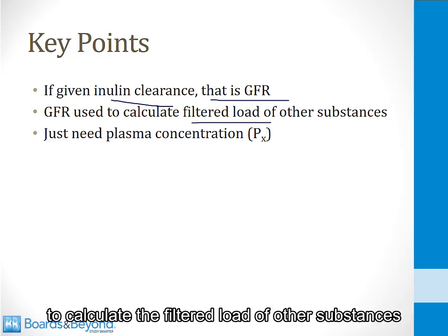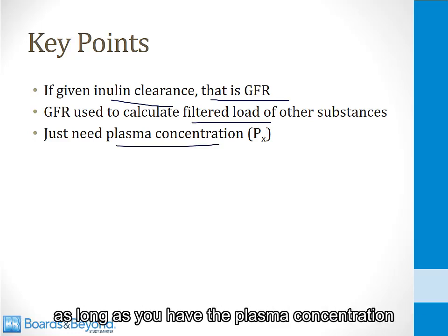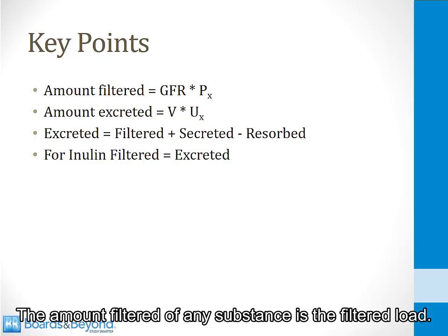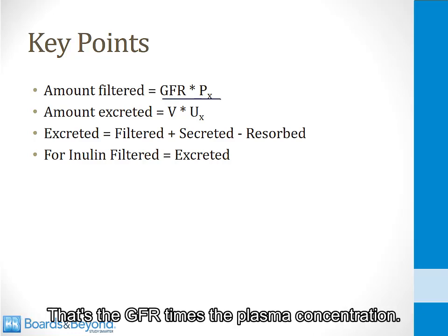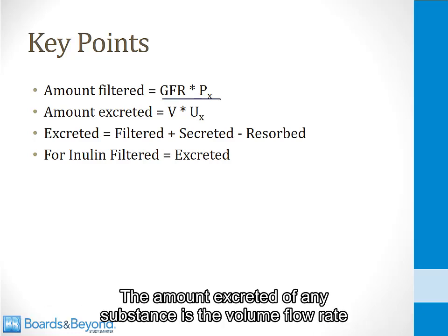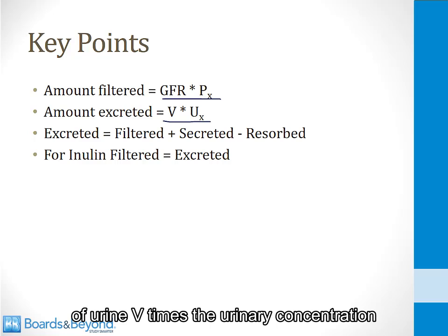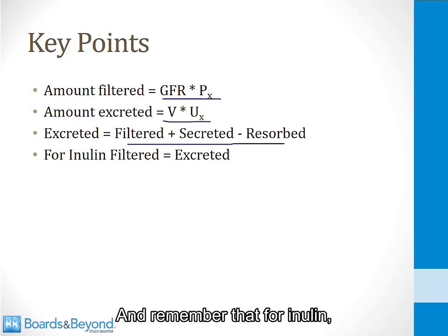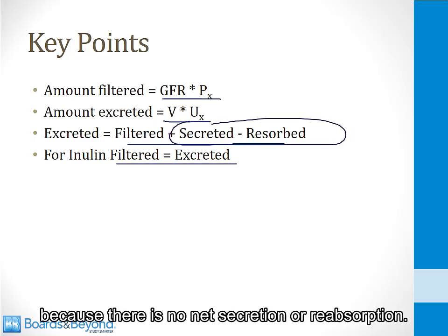The GFR can be used to calculate the filtered load of other substances as long as you have the plasma concentration of that substance. The amount filtered of any substance is the filtered load, that's the GFR times the plasma concentration. The amount excreted of any substance is the volume flow rate of urine V times the urinary concentration of that substance. And then excreted is filtered plus secreted minus reabsorbed. And remember that for inulin, whatever is filtered is excreted because there is no net secretion or reabsorption.